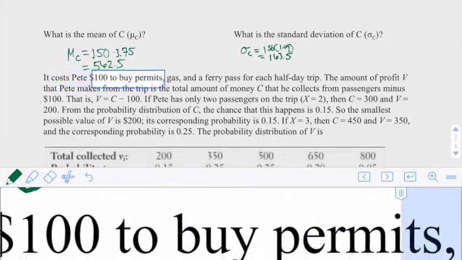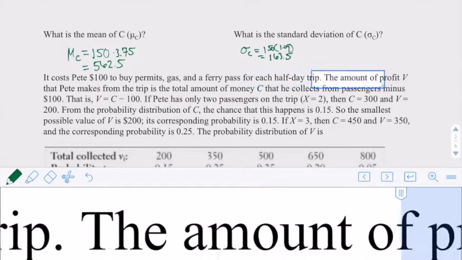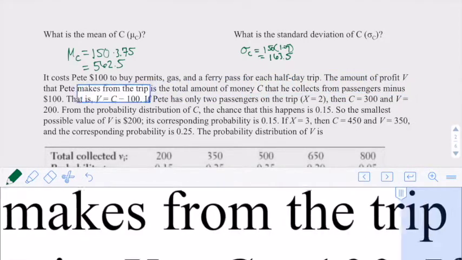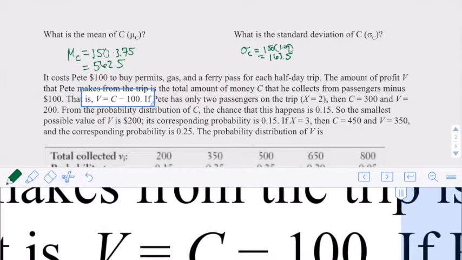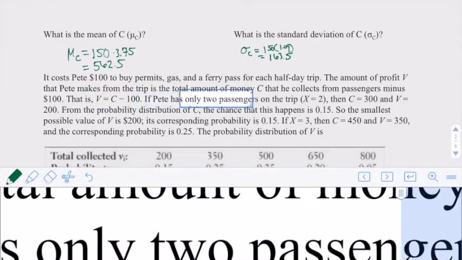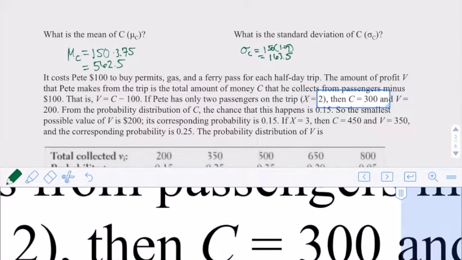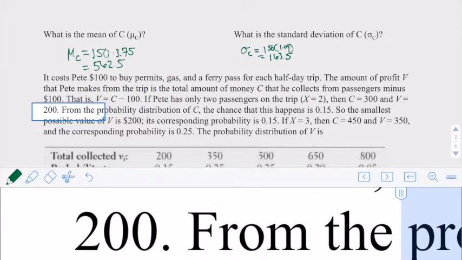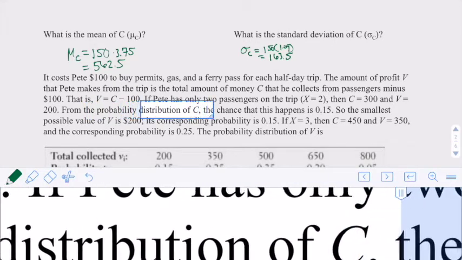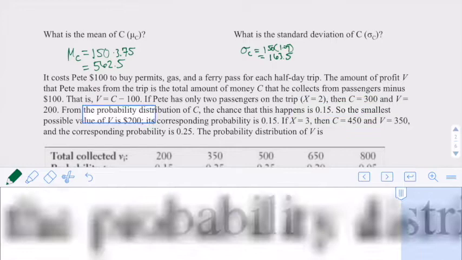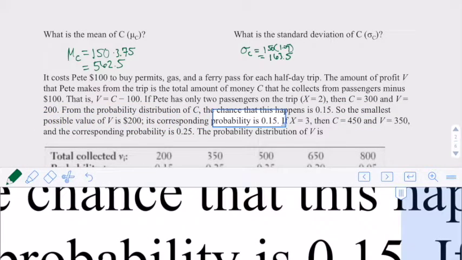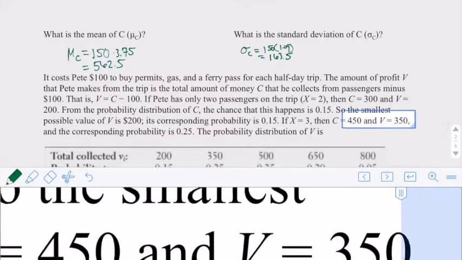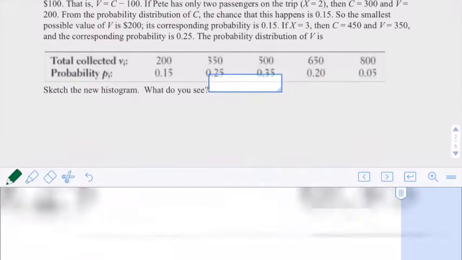It costs Pete $100 to buy permits, gas, and a ferry pass for each half-day trip. The amount of profit V that Pete makes from the trip is the total amount of money C that he collects from passengers minus that $100. That is V equals C, which is what we had from here, minus 100. If Pete has only 2 passengers on the trip, X equals 2, then the collection he makes is $300, and V equals 200 because it's 300 minus that 100, so $200 is his profit. From the probability distribution of C, the chance that this happens is 0.15. So the smallest possible value of V is 200, and its corresponding probability is 0.15. If X equals 3, then he collects $450, but pays that 100 and profits $350. The corresponding probability is 0.25, and you keep going, and you can have that whole table.